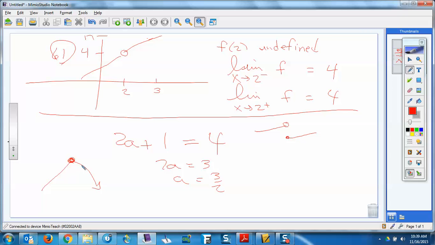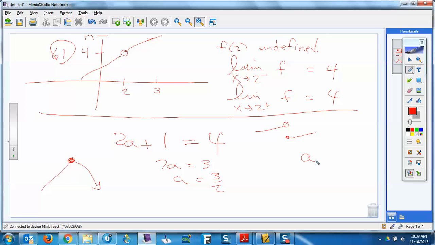For f prime to exist right there, and this probably is beyond what I'm going to worry about for the test. I want you to be able to do this first part. I want you to understand this first part with the limit, and they meet, and they have the same output. But what you have to do here is, would they have the same slopes? Well, we have a rule for slopes.